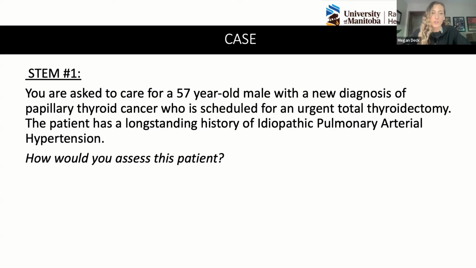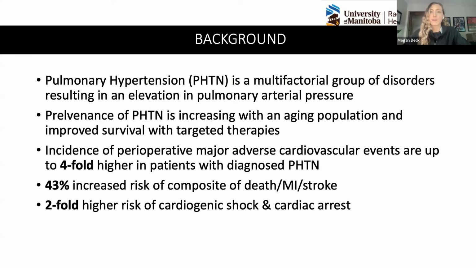So in the true Royal College format, this is a real case. You're asked to care for a 57-year-old male with a new diagnosis of papillary thyroid cancer who is scheduled for an urgent total thyroidectomy. The patient has a long-standing history of idiopathic pulmonary arterial hypertension. How would you assess this patient? So I just want you to keep this in mind as we progress through our discussion.